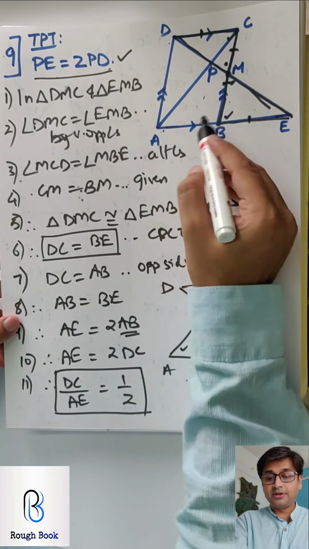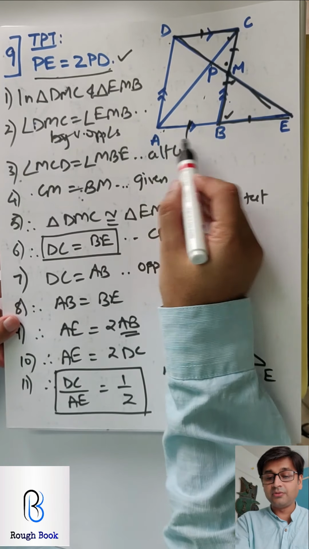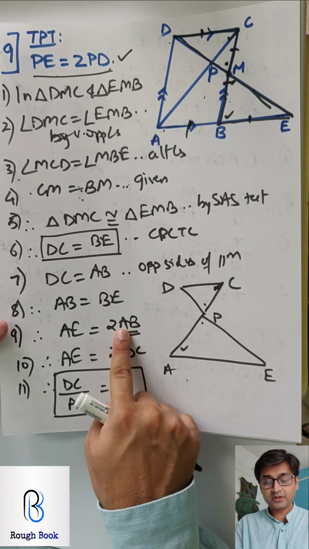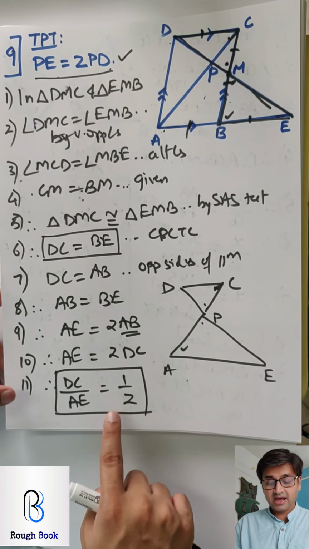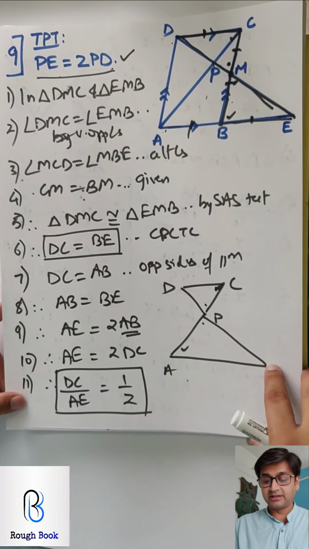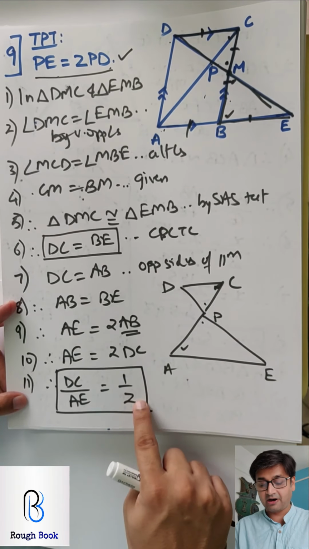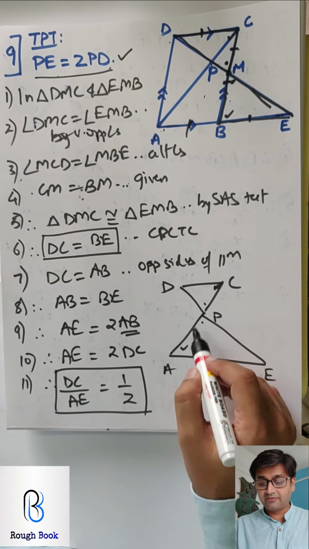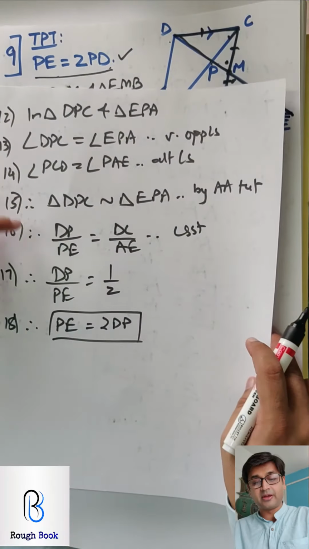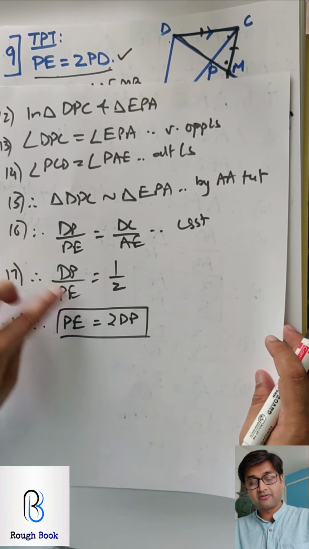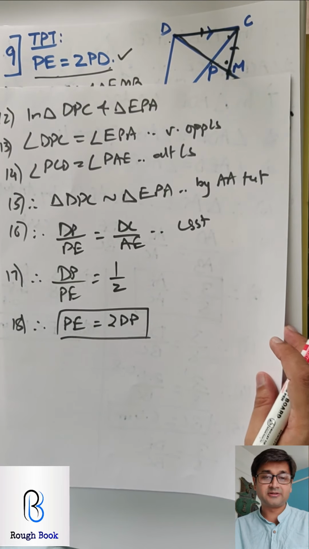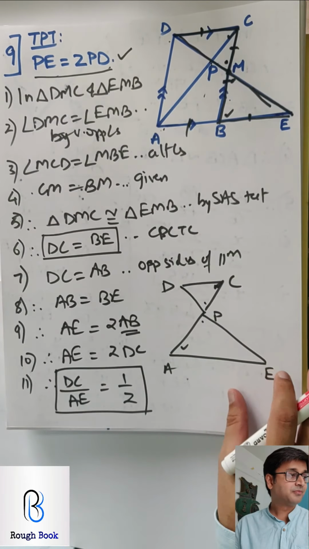Once you got AB and BE equal, we said AB is half of AE, and therefore double AB is AE. Instead of AB we wrote DC, and we got DC upon AE, that is here DC upon AE is half. Finally, we got into these two triangles, proved them similar, and then CSST, substituted the value, cross multiplied, and got the answer. Good job.